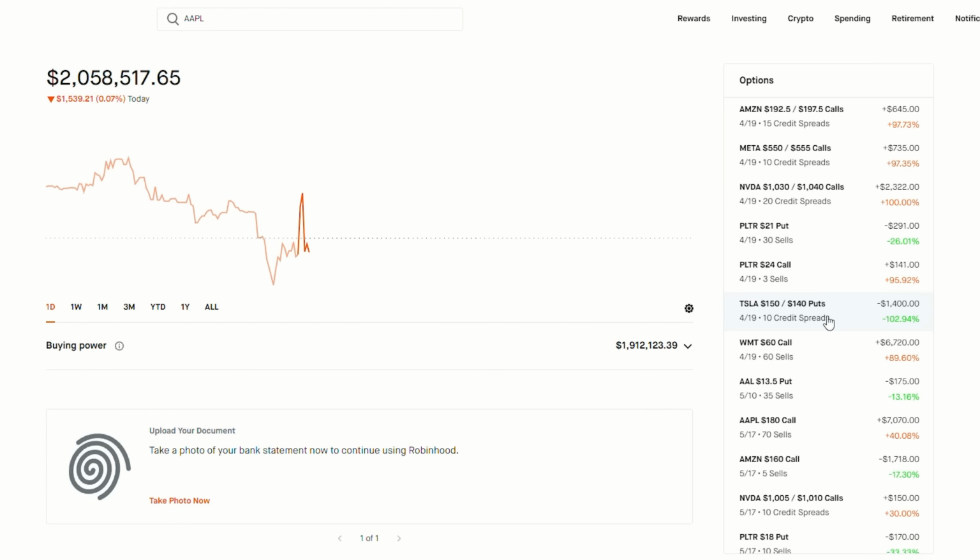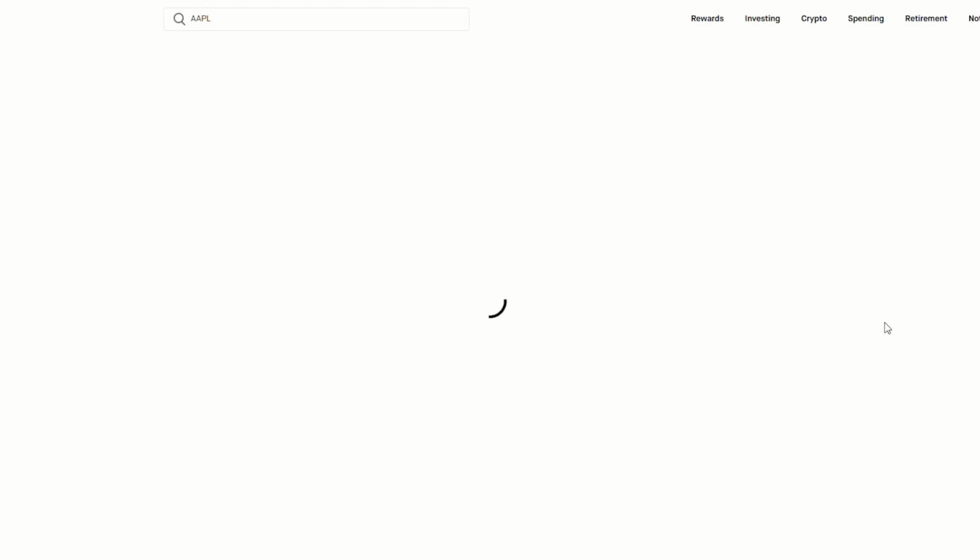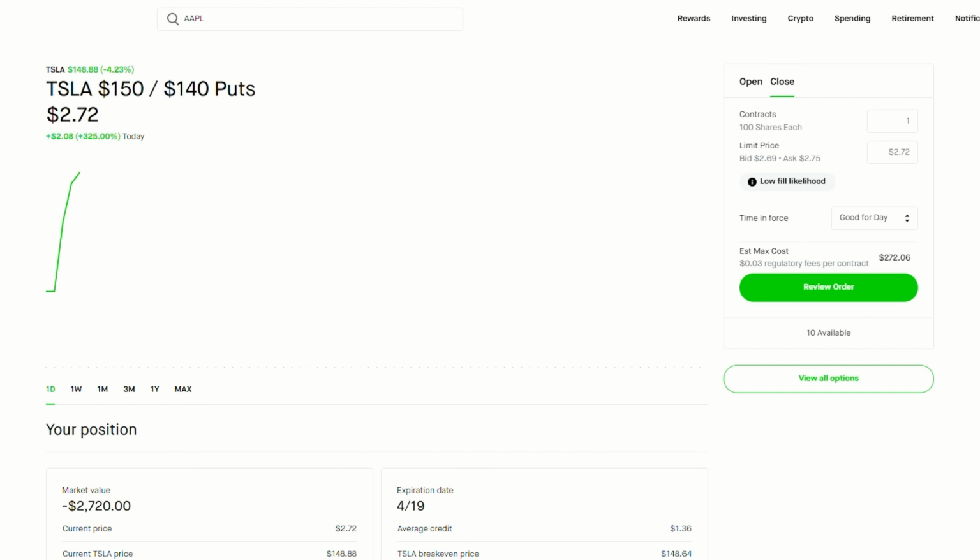I'm trying to find a spread. Okay, this is a good spread right here, okay? This is a spread where I'm losing money. I have some other winners right here. This is a good spread. Okay, so let's look at Tesla. Now look, Tesla is taking a nosedive. It's currently in the money, so this is going to be perfect.